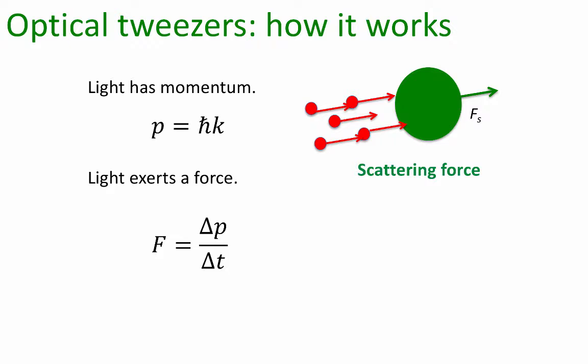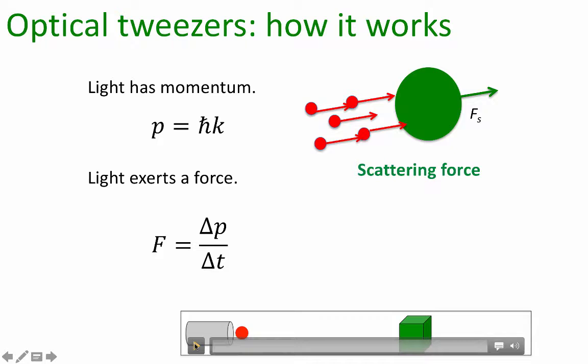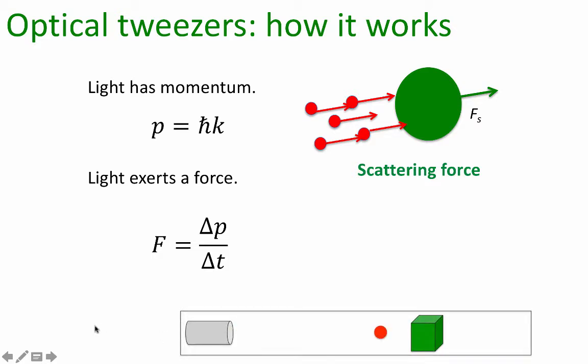One type of force is called the scattering force, which is how when light bounces off of an object, it exerts a change in momentum. That change in momentum of the light bouncing off the object is transferred to the object itself, and that's what we call the scattering force. You can visualize it like this, where if you shoot a ball out of a laser or a cannon, and it hits an object, the object moves as the ball bounces off.